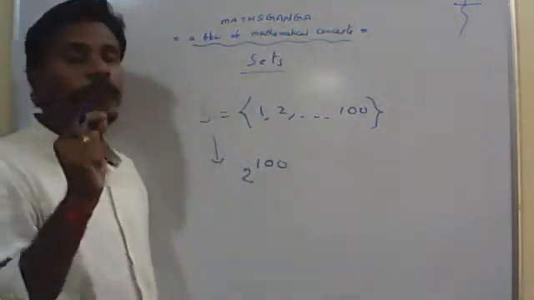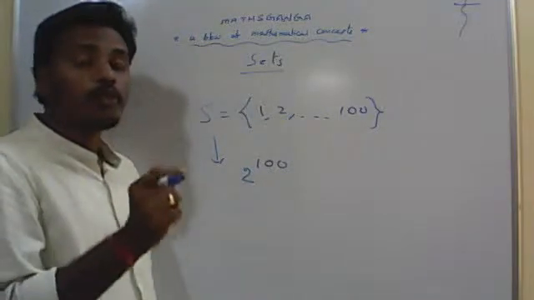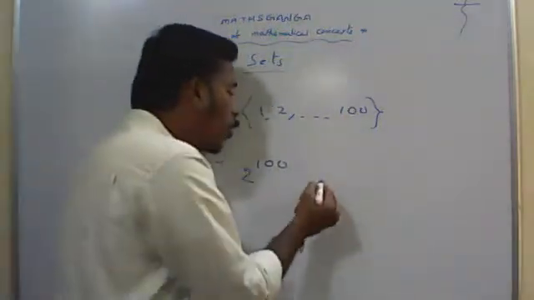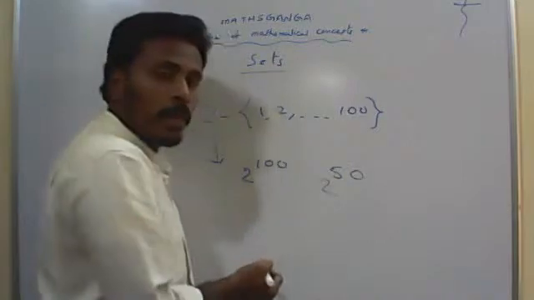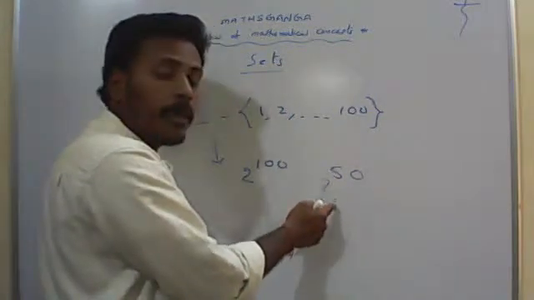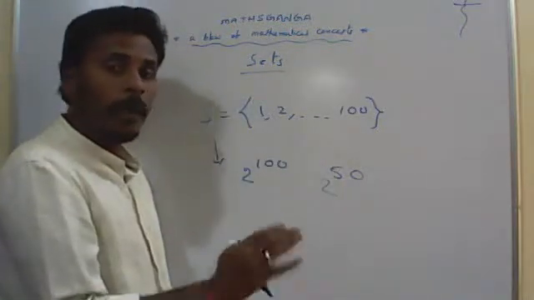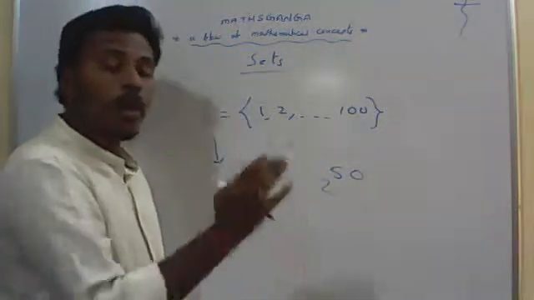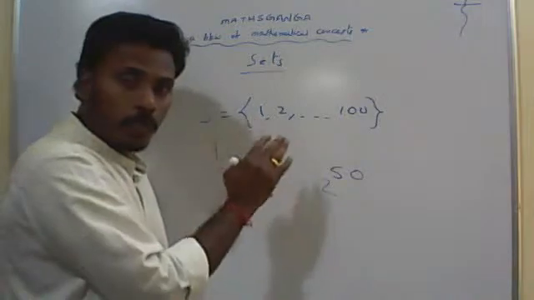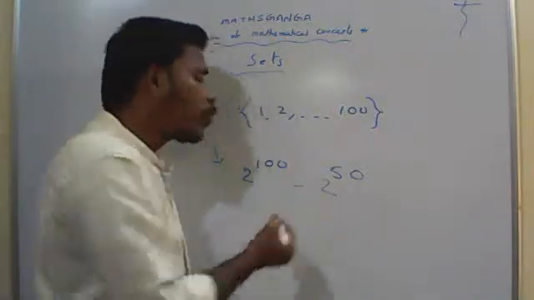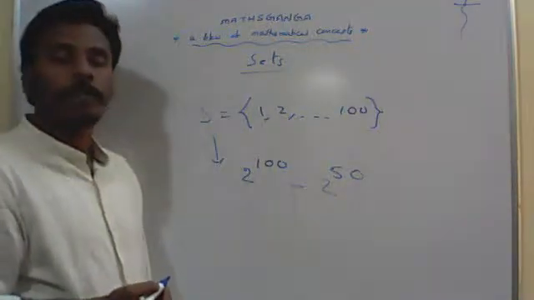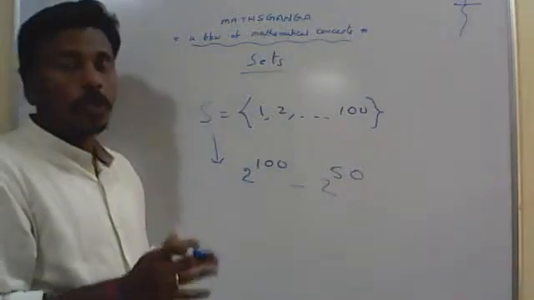Among these 100 numbers, there are 50 odd numbers. With those 50 odd numbers, we can make 2 power 50 subsets. If you multiply all the elements of these 2 power 50 subsets, the result clearly is an odd number, but we don't need this. So among the total number of subsets, we need to subtract these subsets, and your answer is 2 power 100 minus 2 power 50.